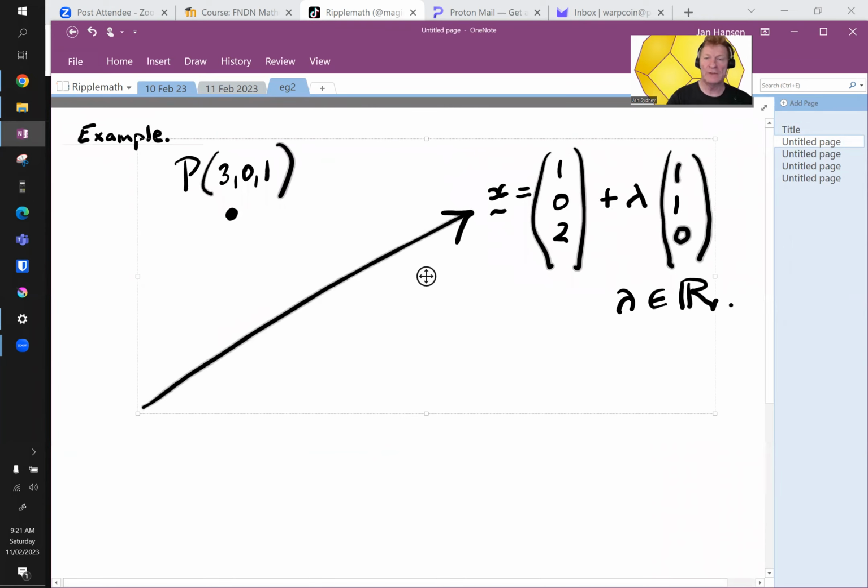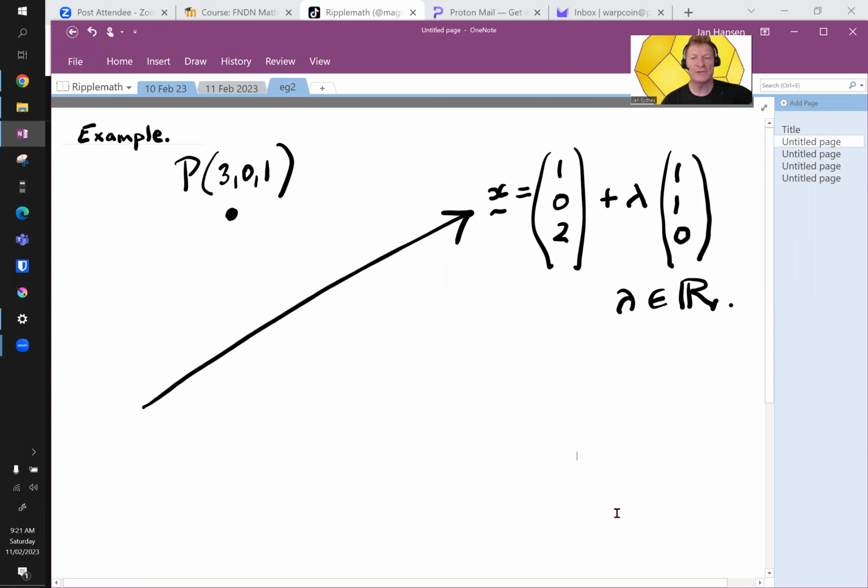Suppose you have a line given in parametric form, and it's x equals (1, 0, 2) plus lambda (1, 1, 0). So (1, 1, 0) is the direction vector of the line, and (1, 0, 2) is one point on the line. That's the position vector of a point on the line, and lambda is a real number. So as lambda goes through all the real numbers, that's the whole line.